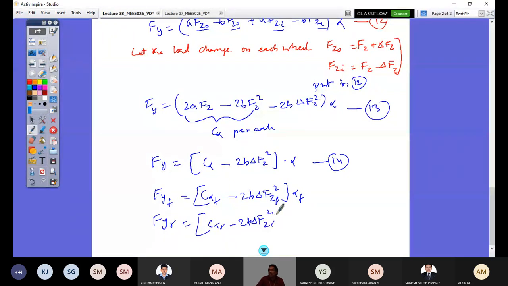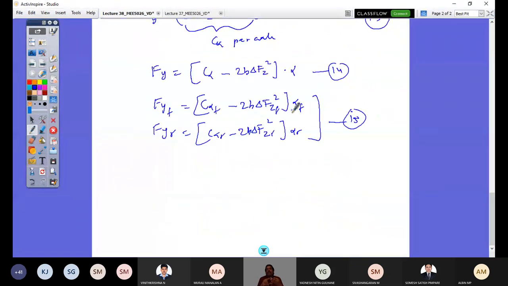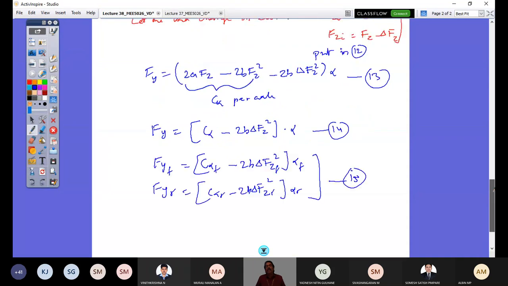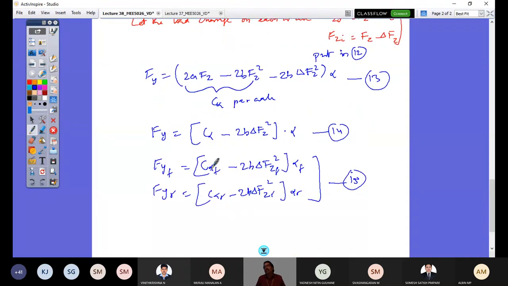So now if you look at this, you get an idea of what we are going to do, right? I have a relationship relating the lateral force, slip angle, and the change in normal load, of course the cornering stiffness. Now this cornering stiffness is given by a polynomial. So this C alpha F or C alpha R is going to be 2a FzF minus 2b FzF square, like that you should consider here. It's not one constant value.